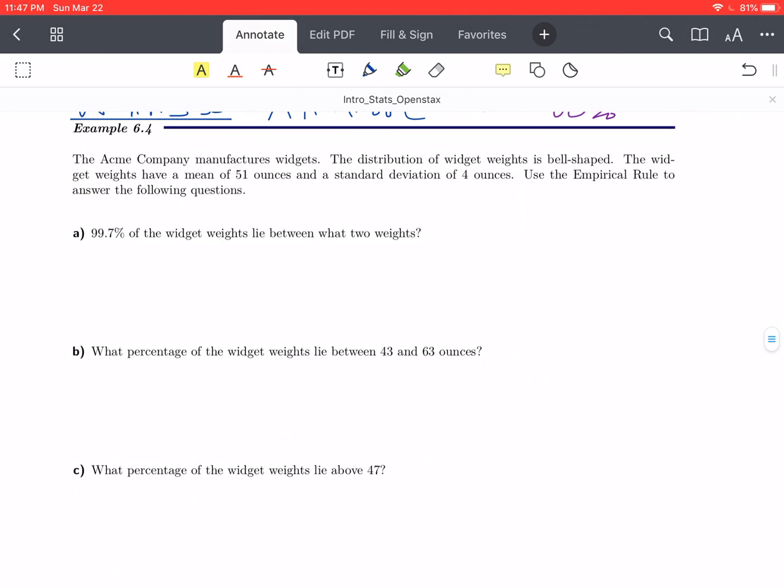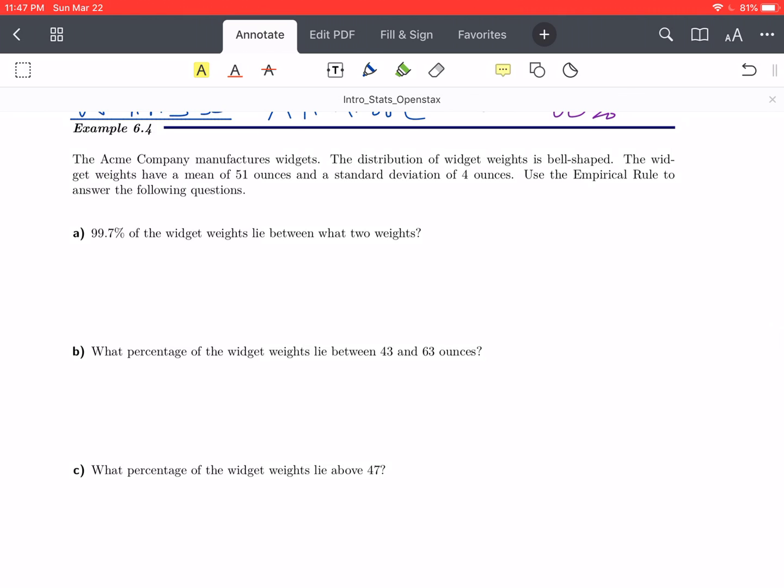So the Acme company manufactures widgets. The distribution of widget weights is bell-shaped. The widget weights have a mean of 51 ounces and a standard deviation of 4 ounces. Use the empirical rule to answer the following questions. So 99.7% of the widget weights lie between what 2 weights?